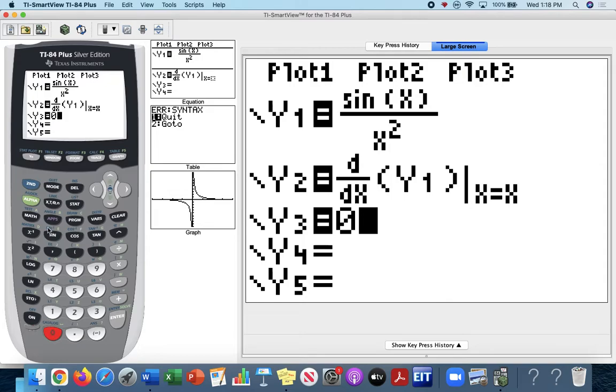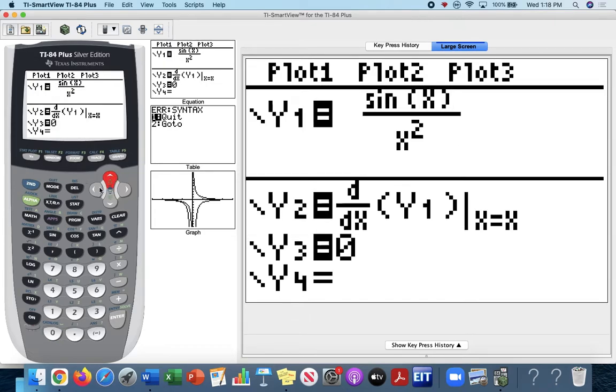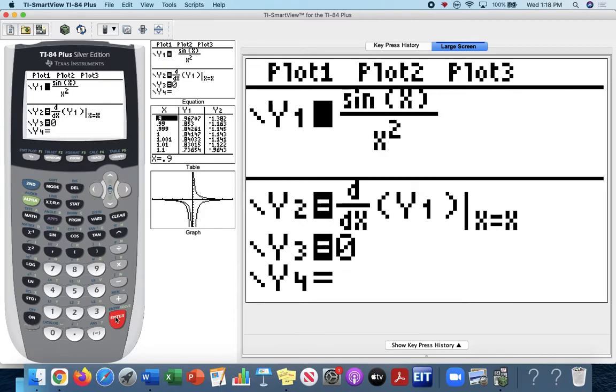So what we're looking for on the graph is really where the derivative, which is y2, is equal to 0, which is y3. I don't even really need to look at the original graph, so I want to turn that off. I'm going to go to the equal sign and turn it off, so I don't see 3 graphs on there.